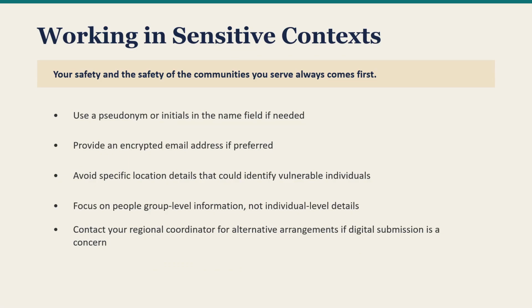So if you're entering information or you're coaching and training people to enter information into sensitive contexts, we still want to take the safety of the communities as priority. So it would be good to use pseudonyms or initials in the name field if needed. The name is actually optional in the form. Provide an encrypted email address if that is preferred. Avoid specific location details down to the village area. And focus on people group level information, not individual level details. People's names, things like that, we would suggest not entering.